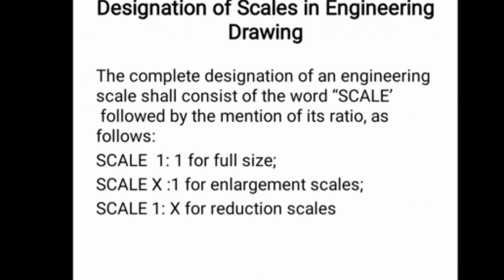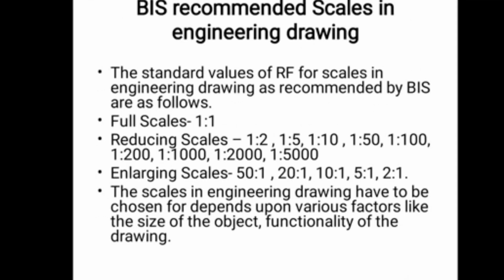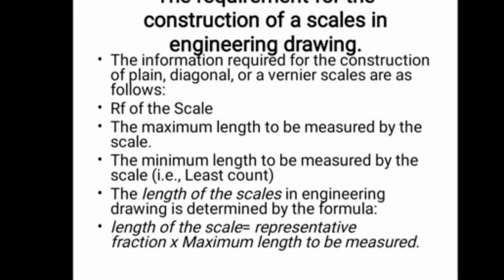The same thing we see in the type of scale. In the case of full scale it is 1:1. If it is an enlargement scale, the ratio is something to 1; for a reducing scale, it is 1 to something. This is recommended in the BIS standard. You can see full scale 1:1, reducing scales 1:2, 1:5, 1:10, and for enlargement scales we first write the bigger number and then 1, like 50:1, 20:1.